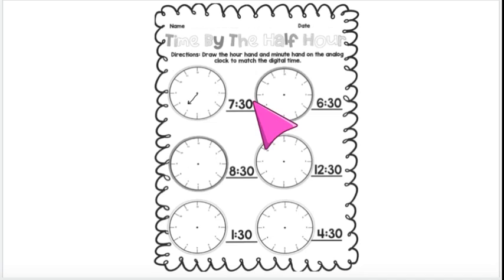Next, I'm going to draw my minute hand. I know that it's at the 30, which means it's all the way down at the 6 because 30 minutes have gone by. Cool. Like I said, take your time. Be really careful with your erasable pencil.